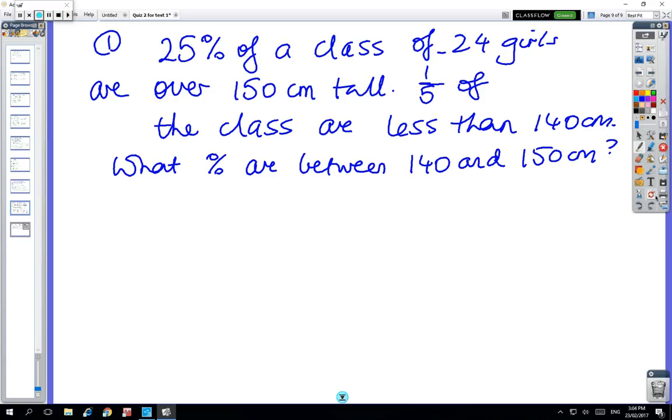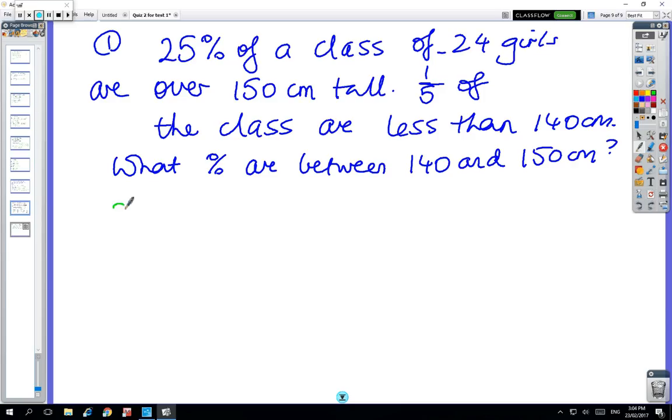Next question, problem with percentages and fractions. So 25% of a class of 24 are over 150, 1/5 of the class are less than 140. What percentage are between 140 and 150? Have a go, pause when you're ready, come back.